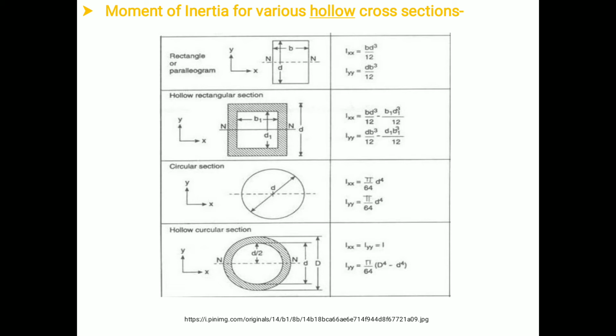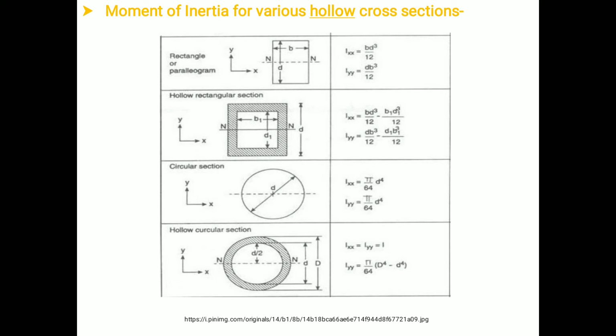Therefore, for a hollow rectangular section, we have the moment of inertia about x axis as BD cube by 12 minus B1 D1 cube by 12, means the greater rectangular section minus the internal rectangular section. In the same manner, the moment of inertia for the hollow rectangular section about YY axis is given by DB cube by 12 minus D1 B1 cube by 12. So in this manner, we can find the moment of inertia for a hollow rectangular section.